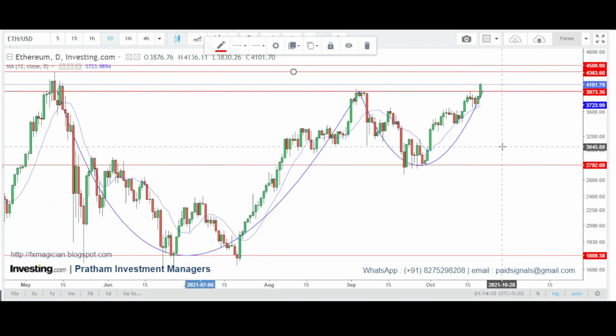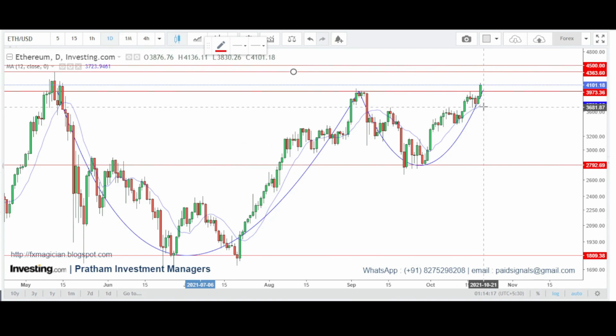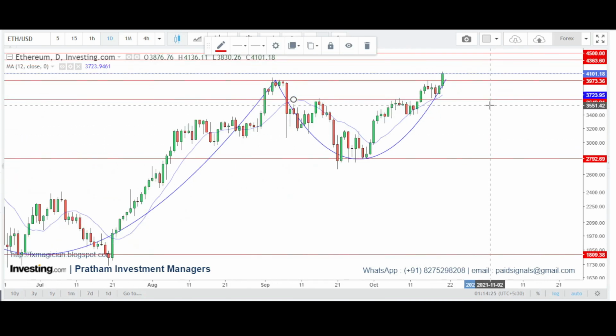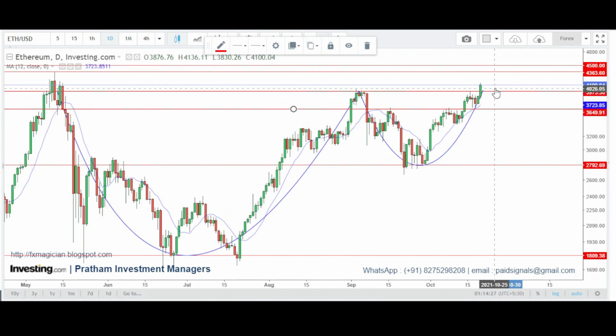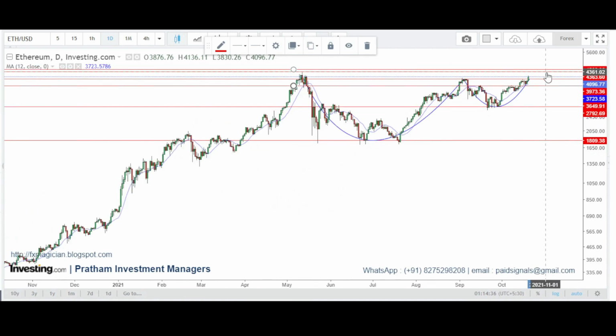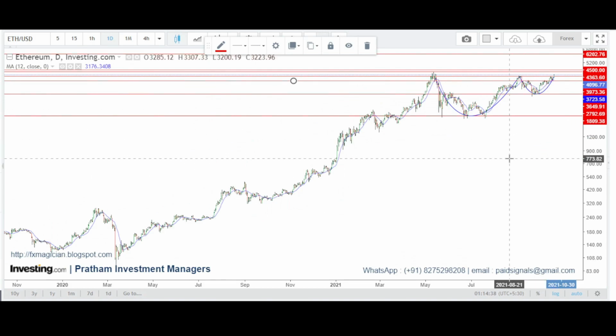For this kind of trade, what will be my stop loss? My stop loss will be placed around the neckline of the inverted head and shoulder on the smaller time frame, and it will be around 3650. So 4100 will be the entry level, 3650 will be my stop loss. Targets 4360, 4500, and 6200.